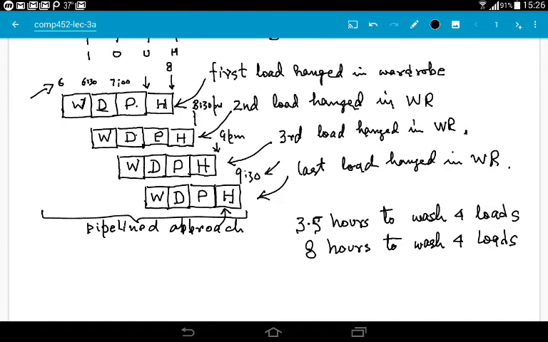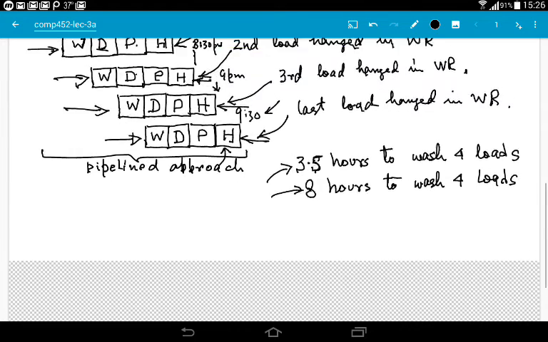So what you see here is that washing 1 load still takes 2 hours. Third load takes 2 hours. Fourth load takes 2 hours. Second load takes 2 hours, it starts at 6:30, ends at 8:30. First load takes 2 hours, starts at 6 p.m., ends at 8 p.m. So washing 1 load still takes the same duration. But washing 4 loads now takes 3.5 hours. In single cycle operation it took 8 hours.